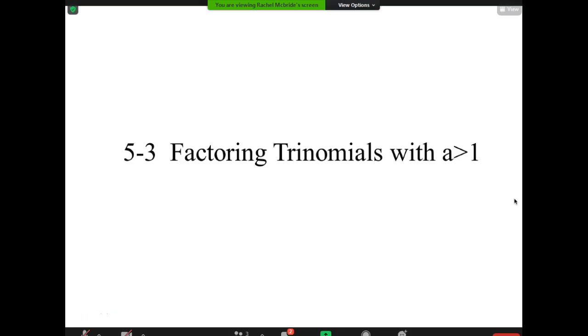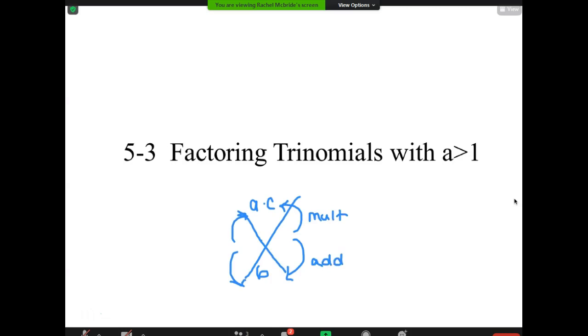And over this long extended break, you did not forget your magic X, as we're going to be utilizing magic X a lot in these upcoming days. So remember that the magic X says that the factors of the top and bottom multiply here and they add down here. So it's multiply to the top and add to the bottom.